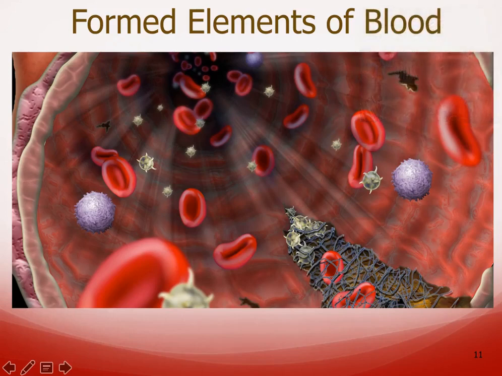All right, let me just hide myself again so you can see the image a little bit better. So we're going to talk about the red blood cells. We'll give them the more scientific name of erythrocyte as we talk about them. White blood cells, which are leukocytes, and then platelets, which we will call thrombocytes.